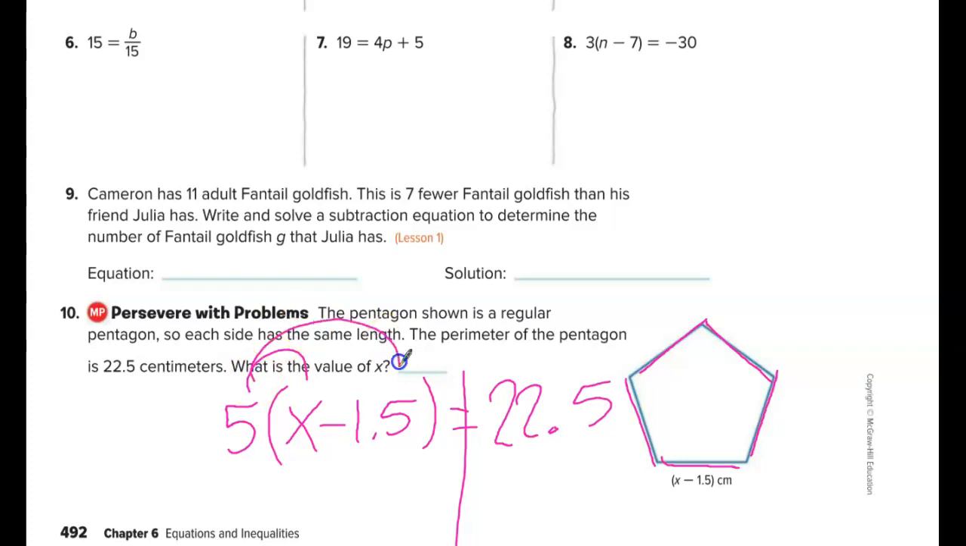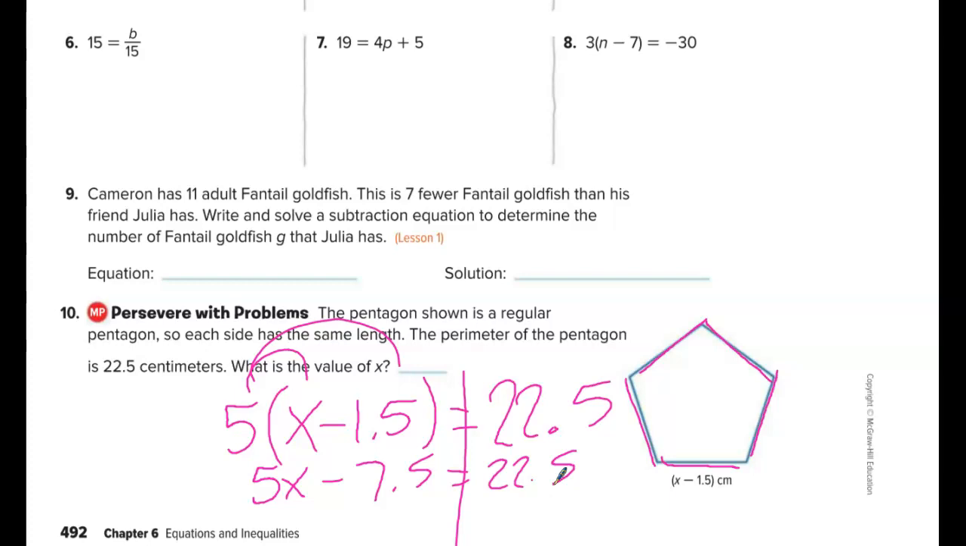Distribute. So tell me what I would get. Five times x would give me, and then 5 times negative 1.5 would give me negative 7.5, and that still equals 22.5. So then I would do what, Wyatt? So it's 5x minus 7.5, so we've got to get rid of the minus 7.5.